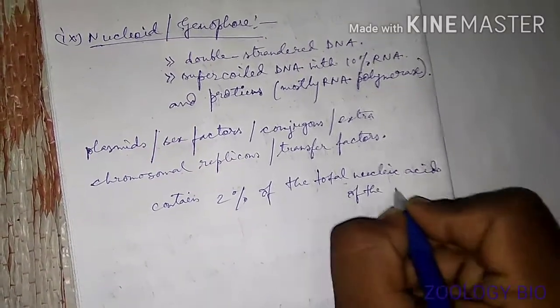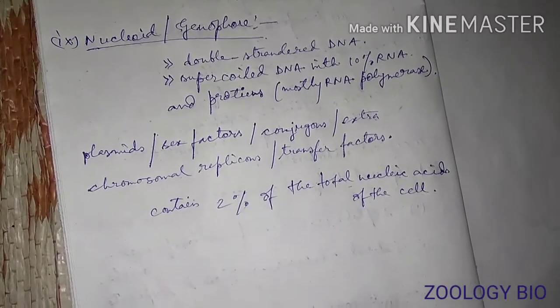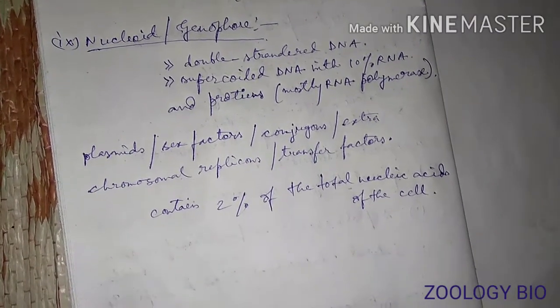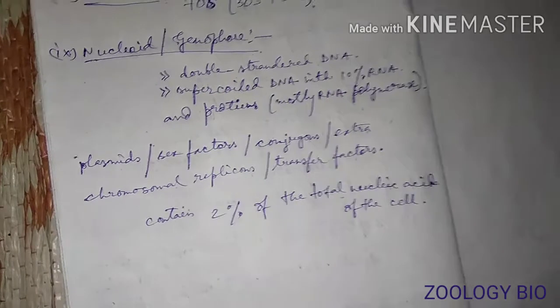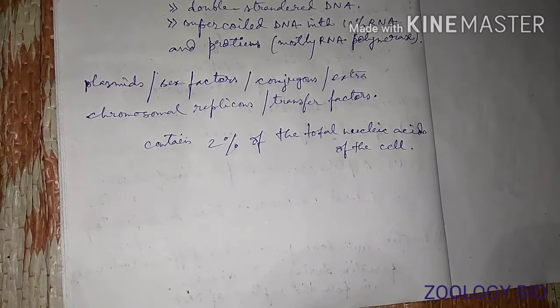Of the cell. Some plasmids remain closely associated with the nucleoid and are called episomes. Some plasmids remain closely associated with the nucleoid.